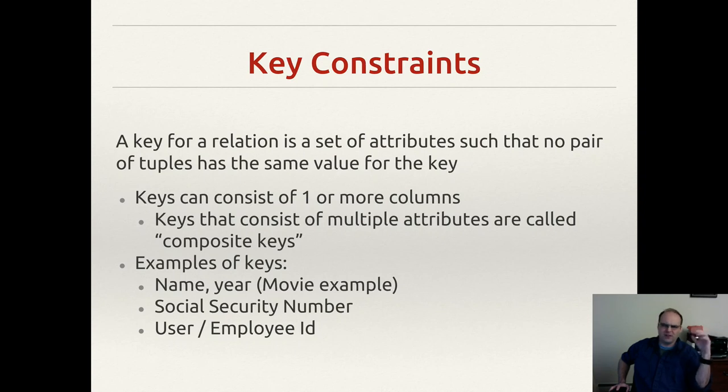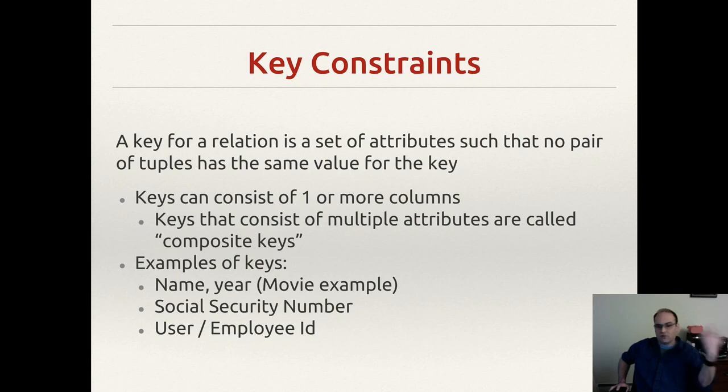So the book has some discussion on this, and they go back and forth. They basically say, I don't know much about movies, but at least in their opinion, you can't have two movies with the same title in the same year. You might have two movies with the same title in different years, but you shouldn't have two movies with the same title in the same year. So the combination of the movie title and the movie year makes that unique.